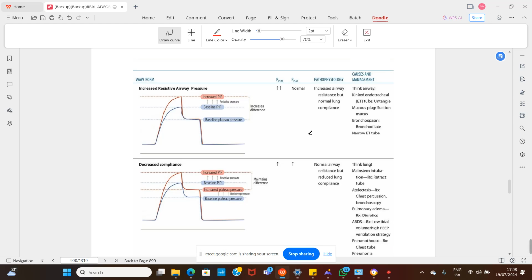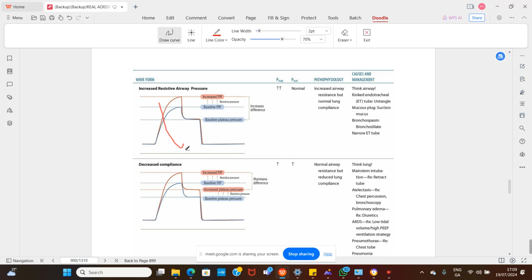You see, the first thing you go and look at is that they have given me the normal curve. The blue line is the normal curve, right? The elevated one, the red one, is the abnormal curve. Now look at it. Which curve do you think is elevated? Is it the plateau pressure or the peak inspiratory pressure? Which one is elevated in this one? The peak inspiratory.